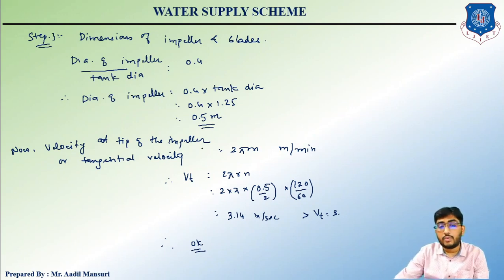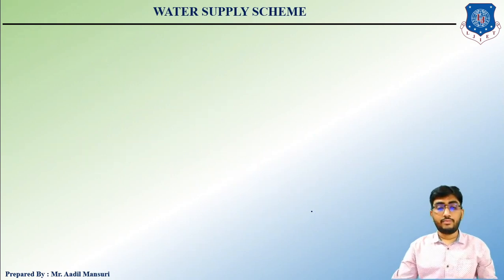So velocity at tip of the impeller or tangential velocity is 2 pi rn meter per minute, and it is 120 rotations per minute, right? But since we want velocity in meter per second, we are dividing it by 60, right? That is the number of rotations per second, right? So this comes out to be equal to 3.14 meter per second, right? And this value should be greater than 3. Clear?